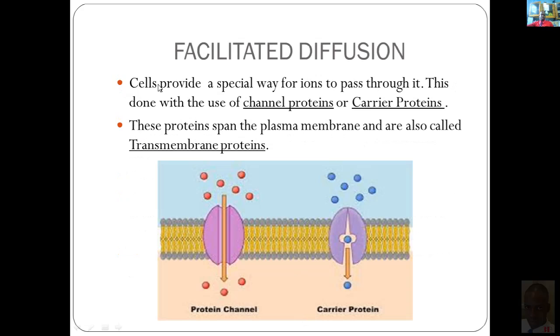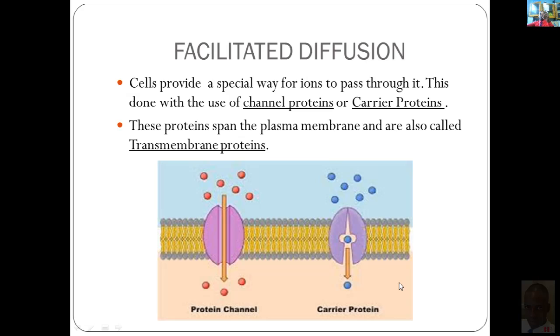Alright? Now facilitated diffusion, right, is where cells provide a special way for ions to pass through it. This is done using channel proteins or carrier proteins. Good. So these proteins span the membrane and are also called membrane proteins. So if you look at this little diagram right here, what you can see is a channel protein is that little pore.